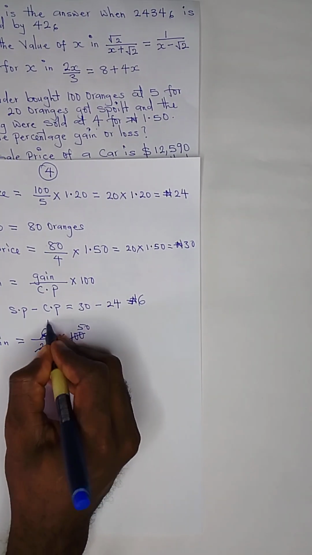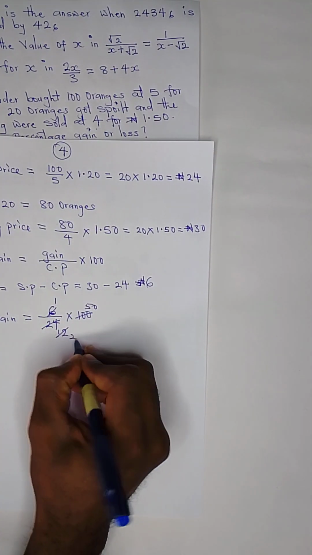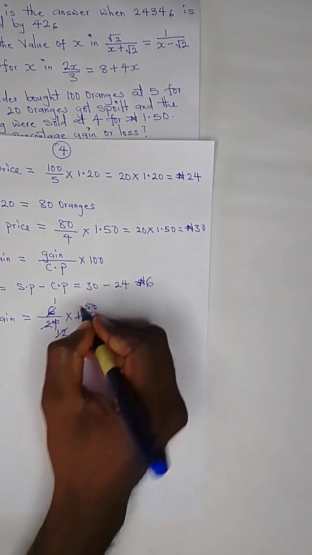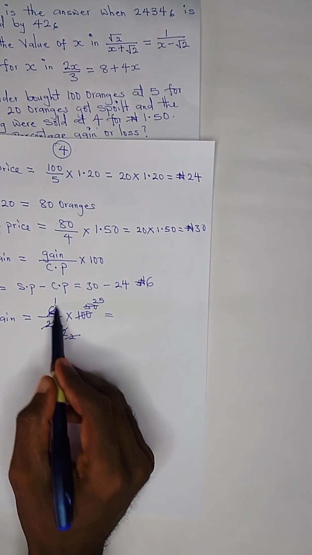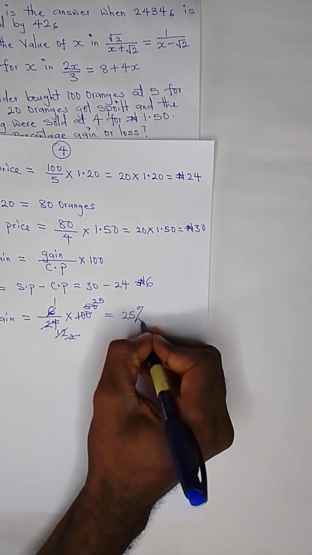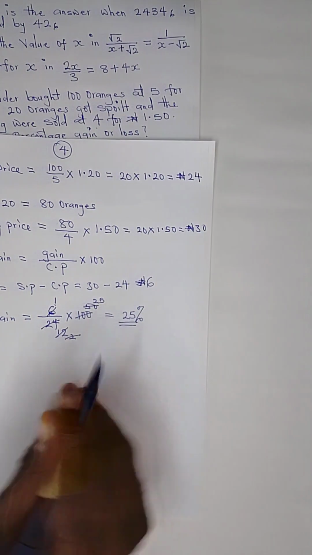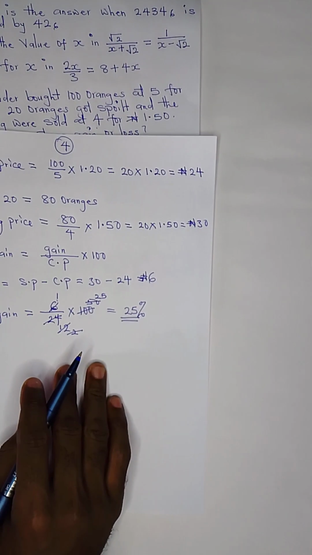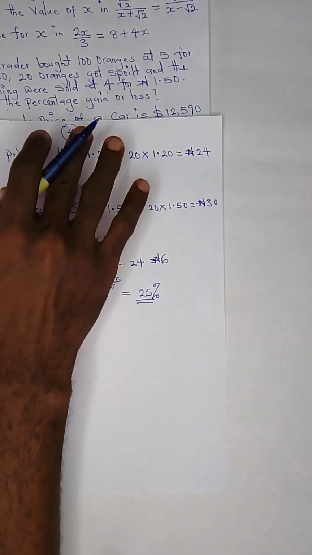Then 6 can cancel itself 1. 6 can cancel 12 2 times. Then this 2 can cancel this 50 25 times. So we now have 1 times 25, which is equal to 25%. So this is going to be the percentage gain that the trader will make. Okay, that's question number 4, right?